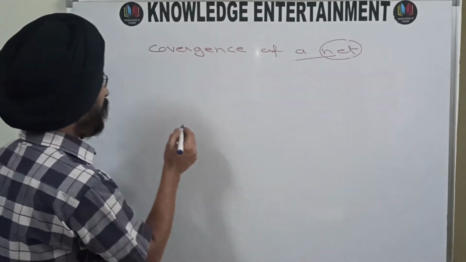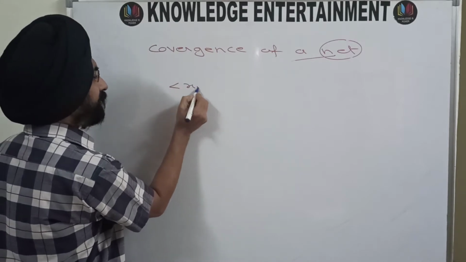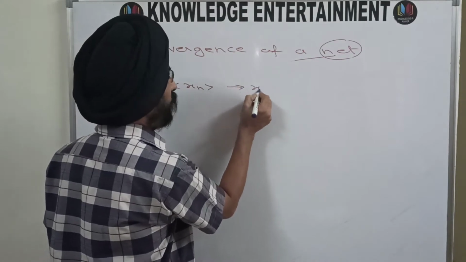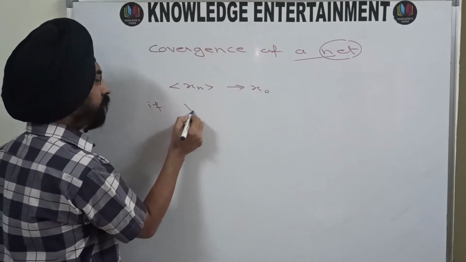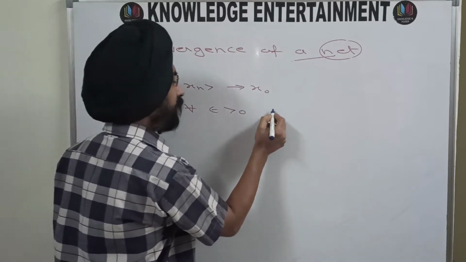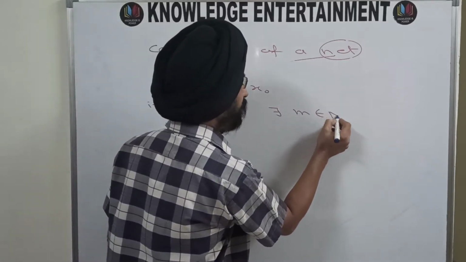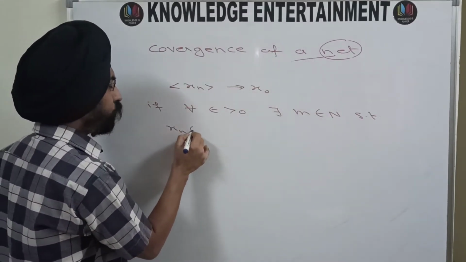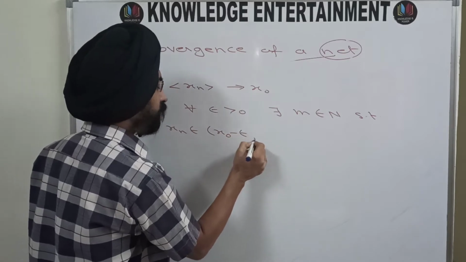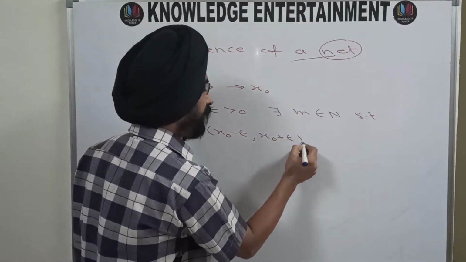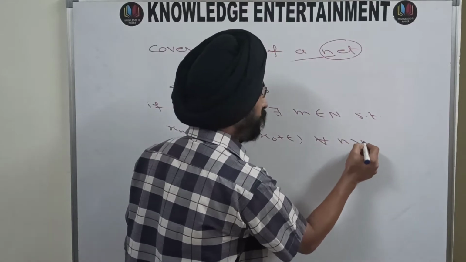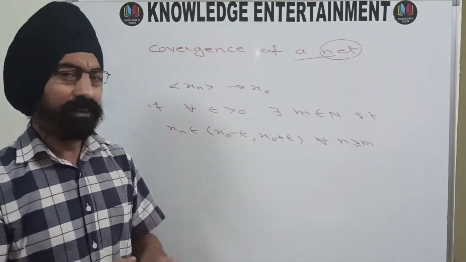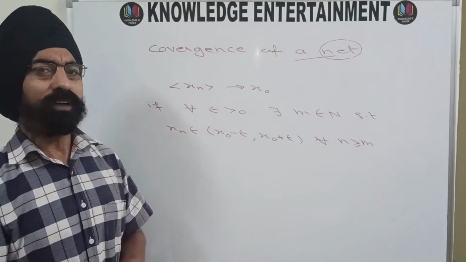So we know that if xn is a real sequence, then we say that xn converges to x naught if for every epsilon greater than 0 there exists some m, a natural number, such that xn belongs to this open interval (x naught minus epsilon, x naught plus epsilon) for every n greater than or equal to m. This is the definition of convergence of the sequence. And from here we will derive the definition of convergence of net.